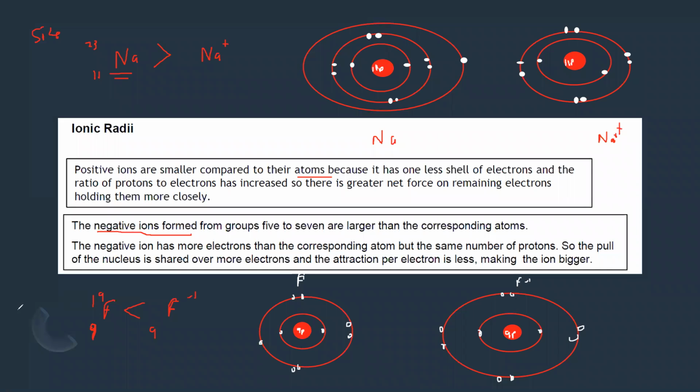So when we compare the size of the fluoride ion, it will be larger compared to the fluorine atom. Negative ions have more electrons than the corresponding atom, but the same number of protons. So the pull of the nucleus is shared over more electrons. That's why it is bigger. Is the comparison clear? Any doubt in this part?